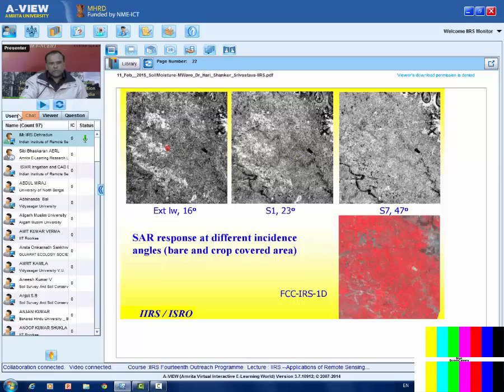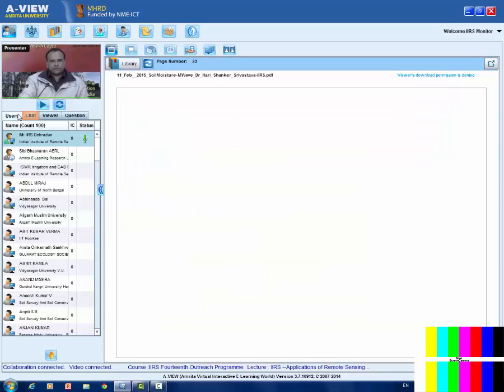Now this slide is showing the effect of incidence angle. You can see as the incidence angle is increasing, the sensitivity towards soil moisture is decreasing. And one more thing, this bright patch is due to high soil moisture, and you can see on the optical image that this whole area is covered with vegetation. So this is proof that microwave signals are highly sensitive to soil moisture even in the presence of vegetation cover.